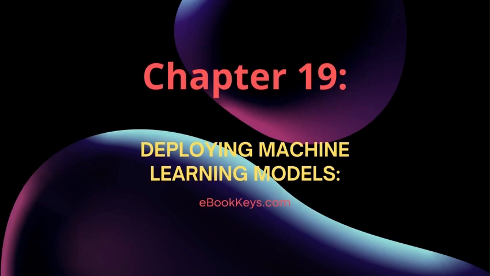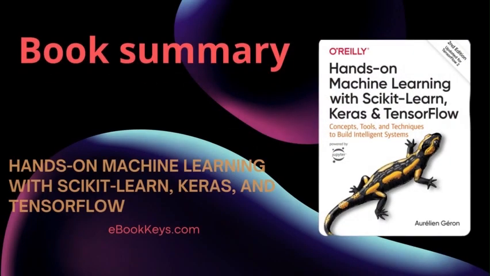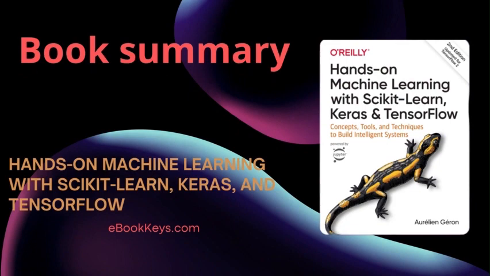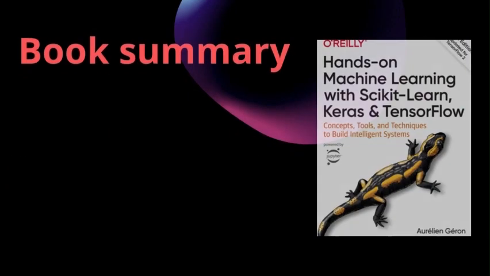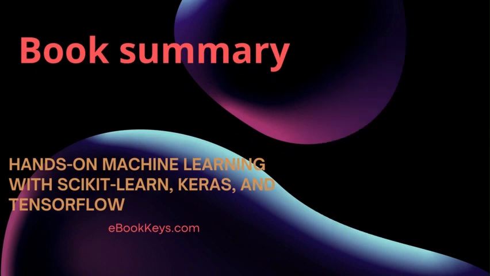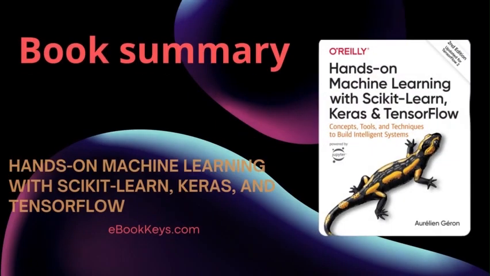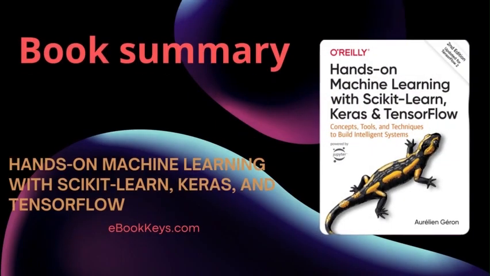Deploying machine learning models. Chapter 19, Deploying Machine Learning Models, focuses on the practical aspects of deploying machine learning models into production environments. It covers topics such as model packaging, containerization using Docker, and deploying models to cloud platforms like AWS and Azure. You'll learn about model versioning, monitoring, and performance optimization for production systems.